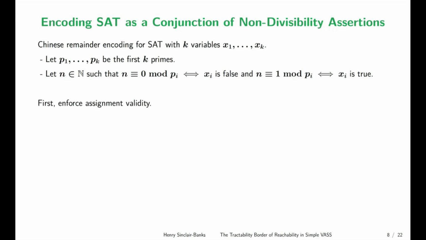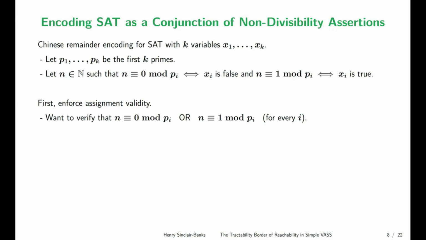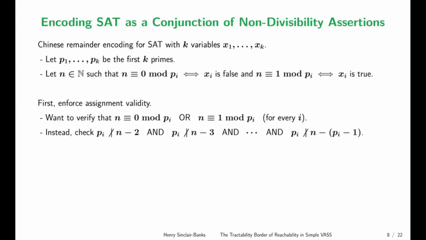So first, I want to enforce validity. I want to find an n that satisfies n is equivalent to 0 or 1 mod pi for every i. One slide, one step ahead. So the crucial bit here is, if I imagine later, this is kind of a disjunction, right? And I want to get a conjunction. So I'm going to complement this statement. So rather than checking that I'm equivalent to 0 mod pi or 1 mod pi, I'm going to check that I'm not equivalent to all of the other residues. So I'm going to check that I'm not equivalent to 2, not equivalent to 3, and not equivalent to 4, etc., all the way up to not equivalent to pi minus 1.